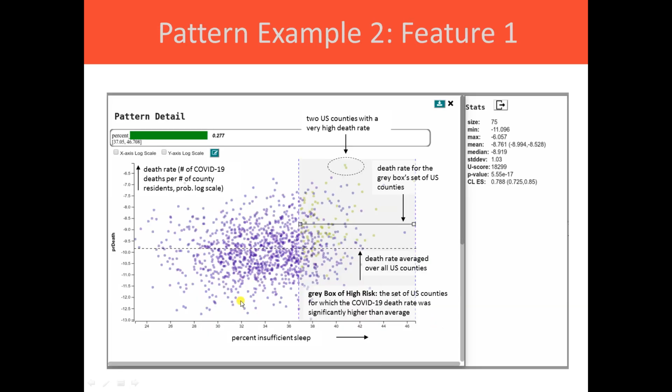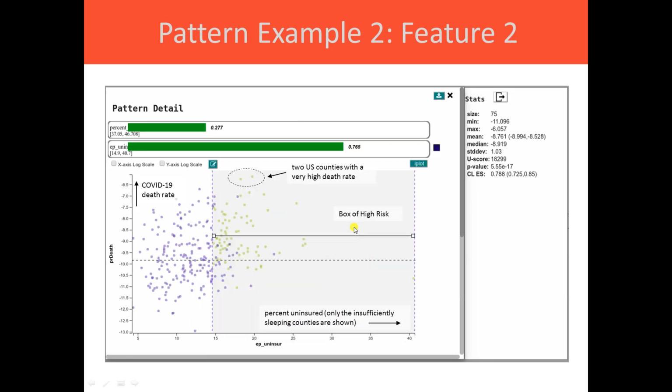Another pattern is here, percent insufficient sleep. It's also very interesting. When people don't get a lot of sleep, they are more prone to contract the COVID-19 disease, right? And I told you before that sleep deprivation was a risk factor, right? So this is now shown here in this pattern. So still some purple points, so we have to refine it more.